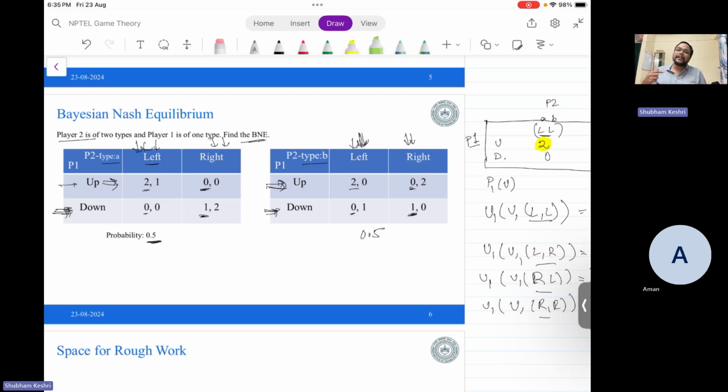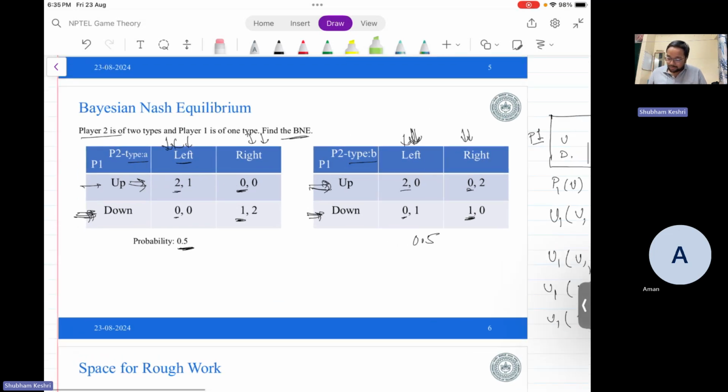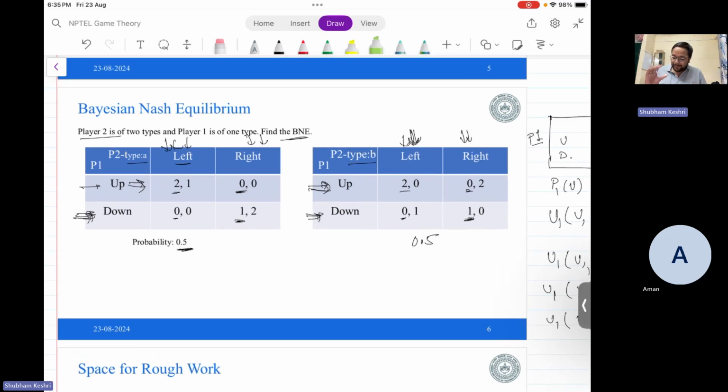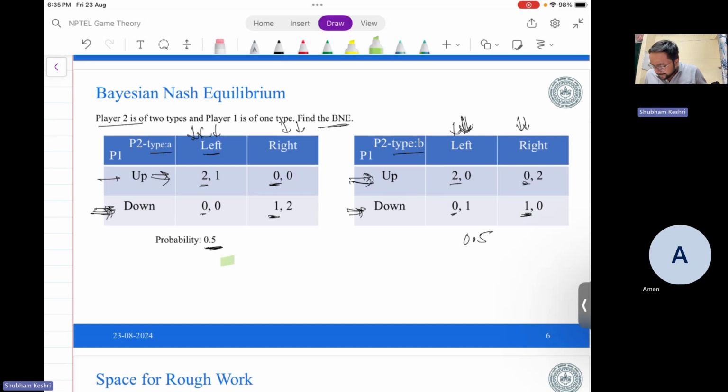But player 2 exactly knows his own type because he will be given that type. I am type A or I am type B. Therefore, we don't have to find the expected utility of player 2. We will go to that table for that type and then find out his best response. So suppose player 2 is type A. So what will the table be? This will be the table.